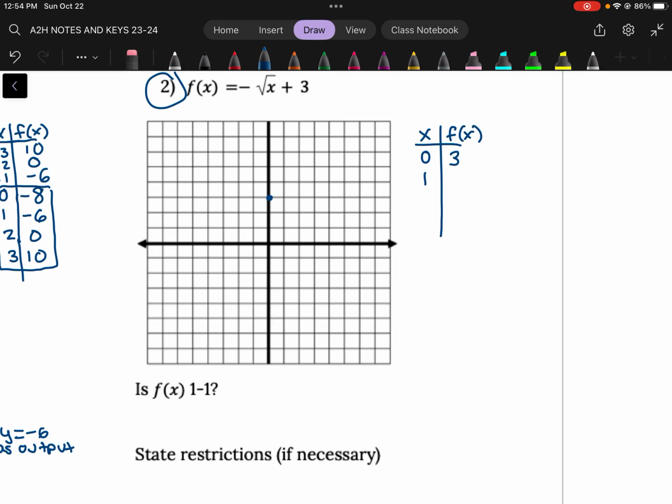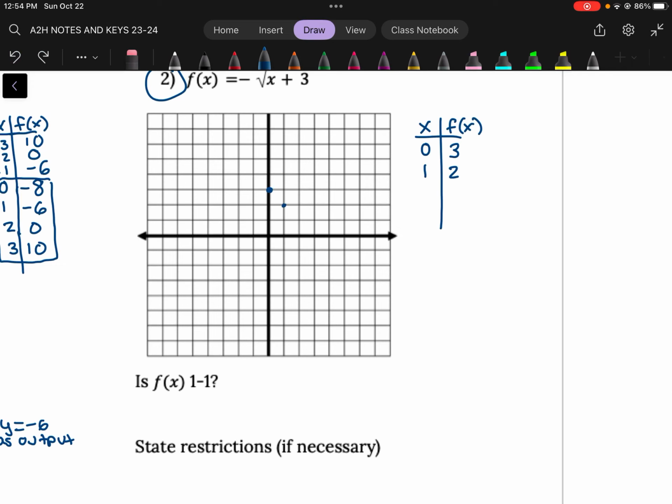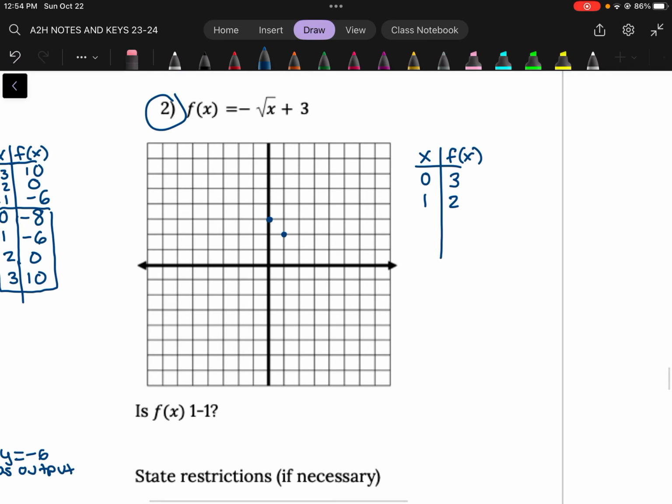I know if I plug in 1, I'm going to get -1 plus 3, I get 2. So 1 comma 2. Now, the next nice number to plug in would be 4, right? So I'm going to plug in 4. Let's see what I get. I get -2 plus 3, I'd get 1, right? And if I plug in 9, negative square root of 9 is 3, plus 3 is 0.